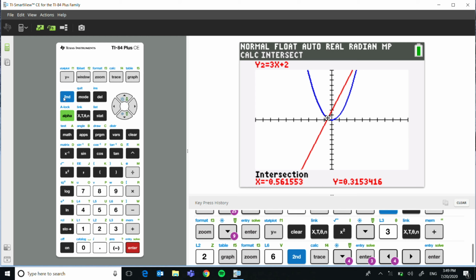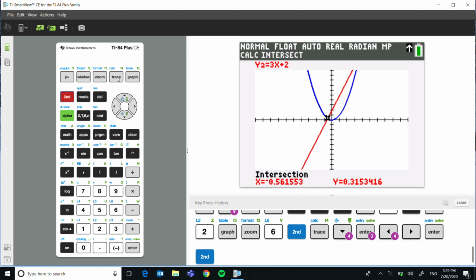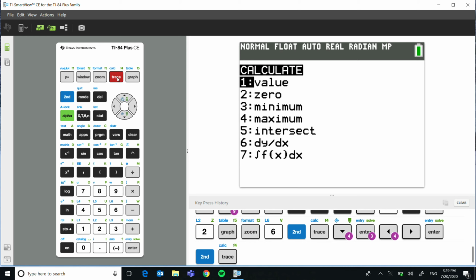Okay, so I'll just go over this real quick again. We want to see where those two things intersect, where the red hits the blue. There are really two intersections here, and I'm just talking about the first one. So we hit second and then trace, which is now that red highlighted button, and it brings you to this menu. Again, we want to see where they're equal, which is where they intersect, which is that fifth option.